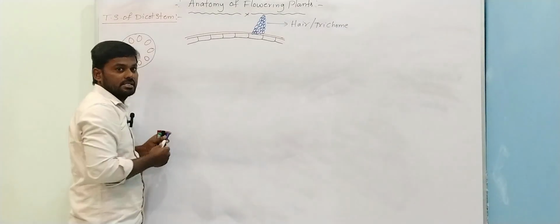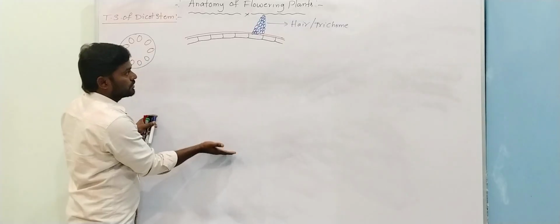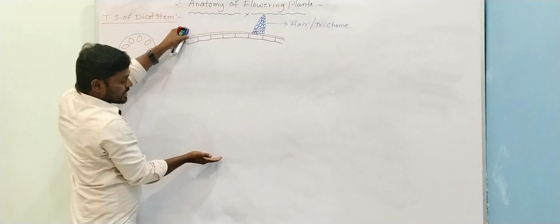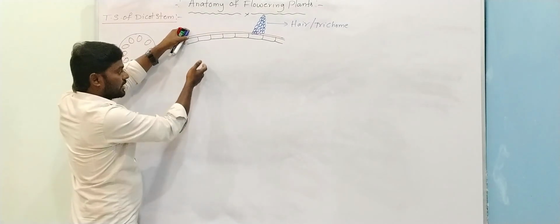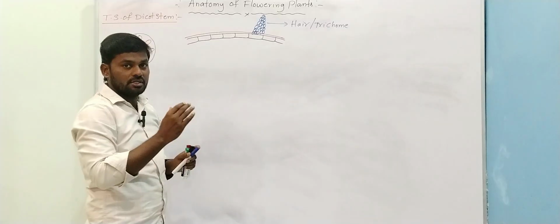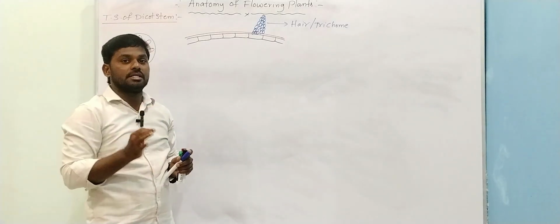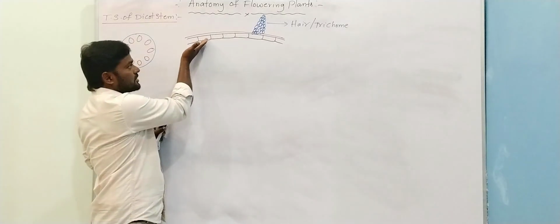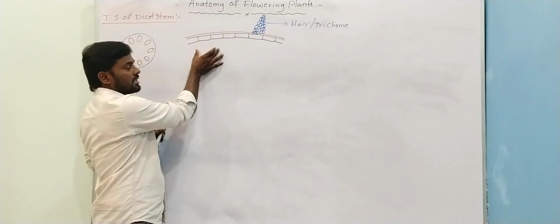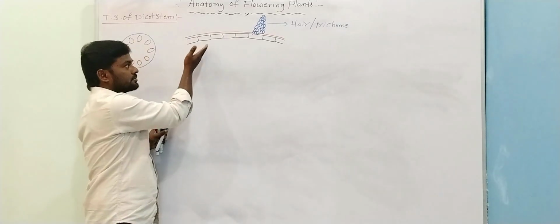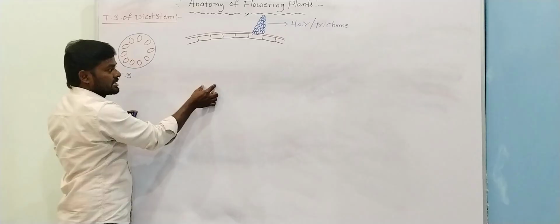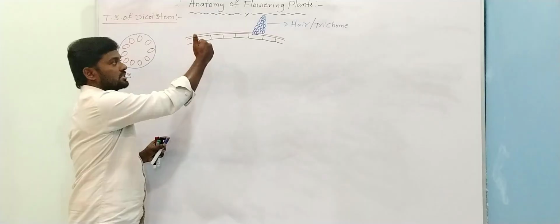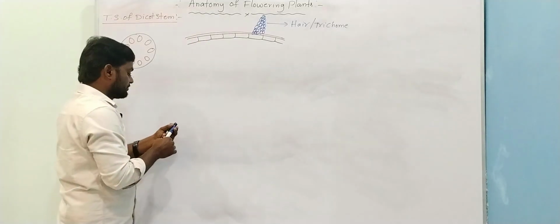So the outermost layer is the epidermis, and inside, the next tissue present is the pericycle. Pericycle is the inner tissue and epidermis is the outer layer. Between the outer epidermis and the inner pericycle, one layer is present, that is the cortex. The cortex is made up of 3 zones: collenchymatous hypodermis, just beneath the epidermis, second is parenchymatous cortex, and third is endodermis. I will tell you the layers in this dicot stem one by one.